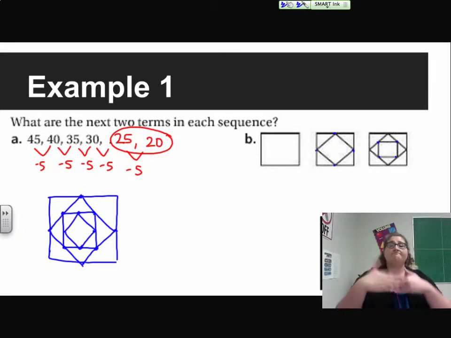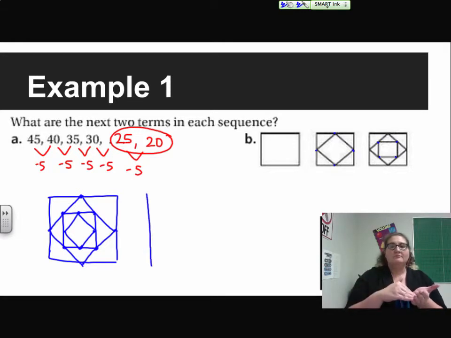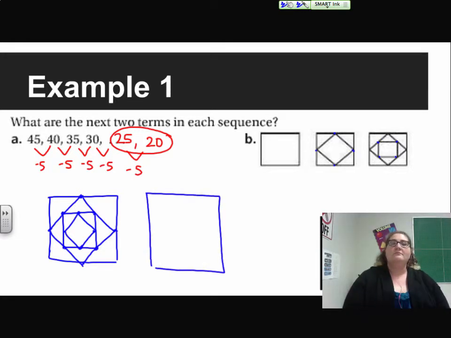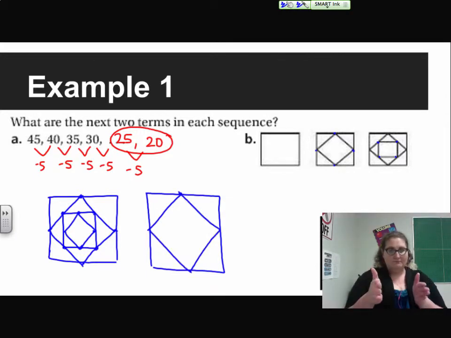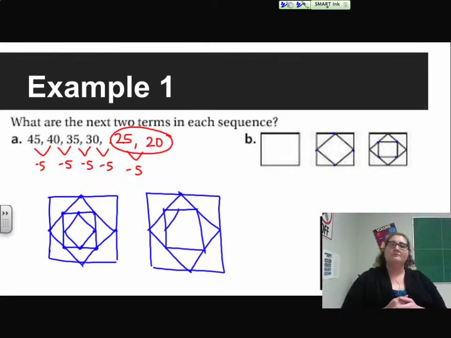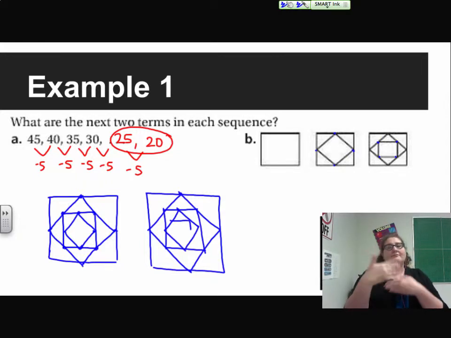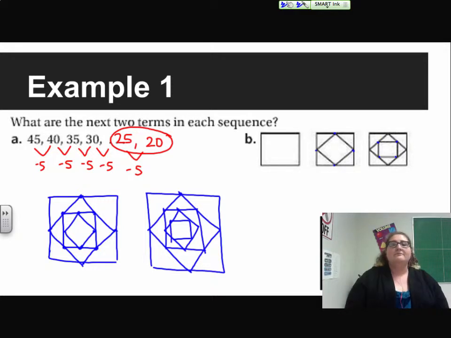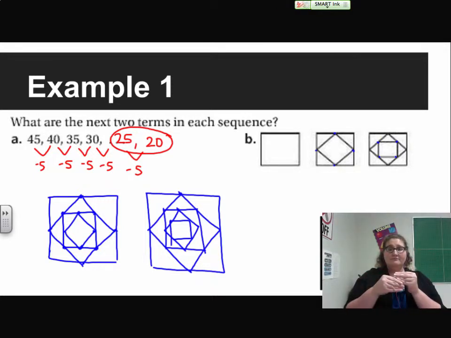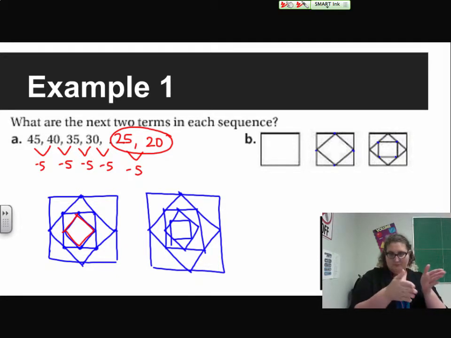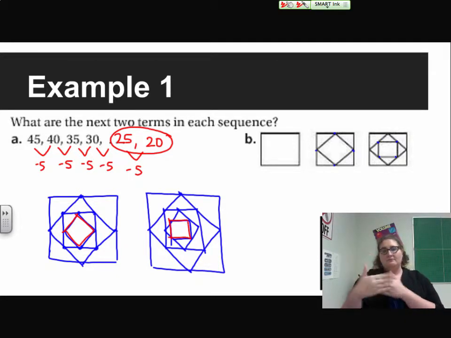Okay, so there's the next one, but we need the next two, so I'm going to draw a big square-like shape. So there's the first term, second term, third term, fourth term, and now we're going to add in our fifth term. Notice what we added was this part here on the fourth term and this part here on the fifth term.